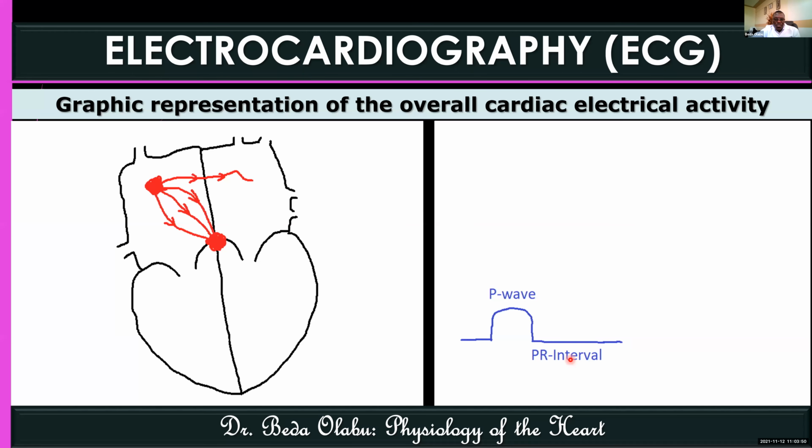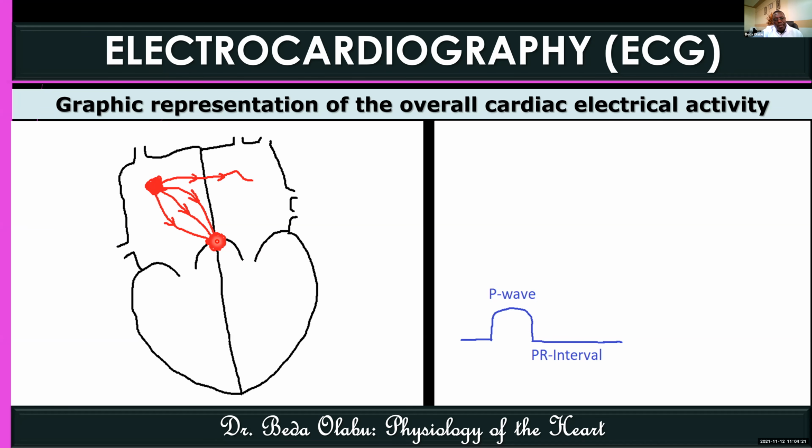Anyway, in terms of graph and calculation, we usually start the PR interval from there rather than from here. So from there to there is a PR interval. But what does it really mean? The PR interval represents conduction through the AV node, which means it actually represents the duration of AV nodal conduction delay.